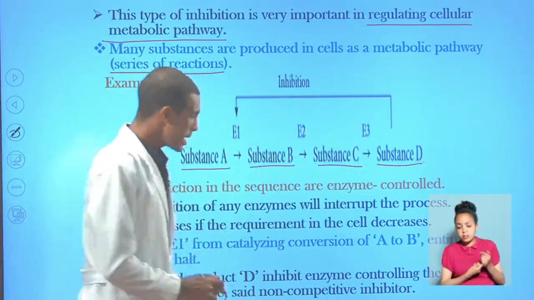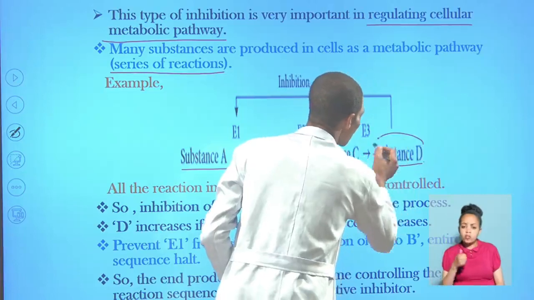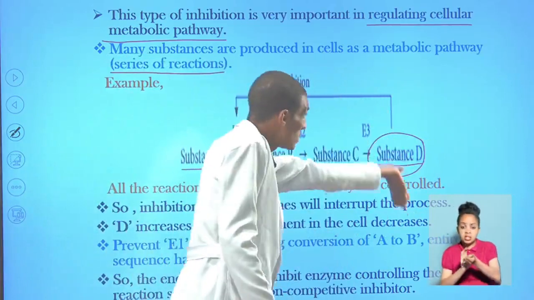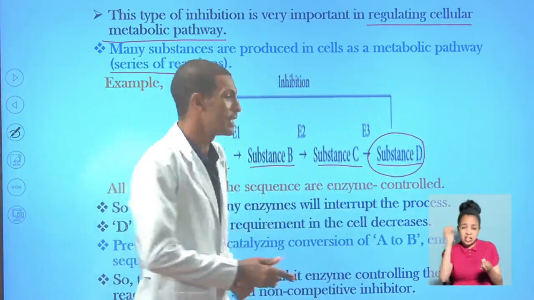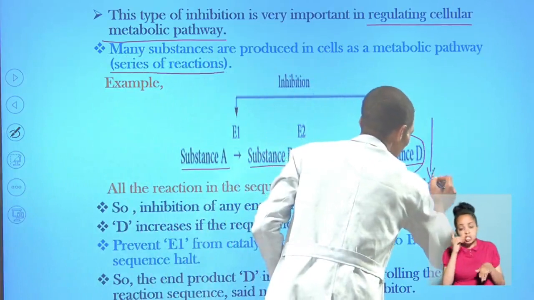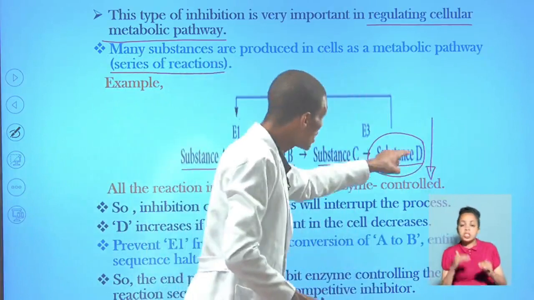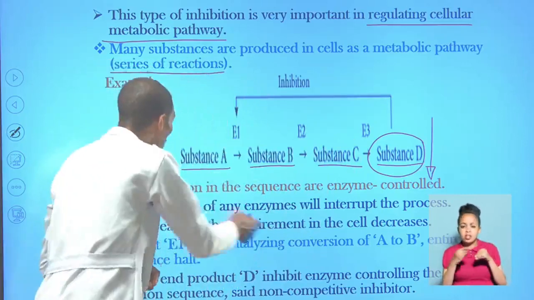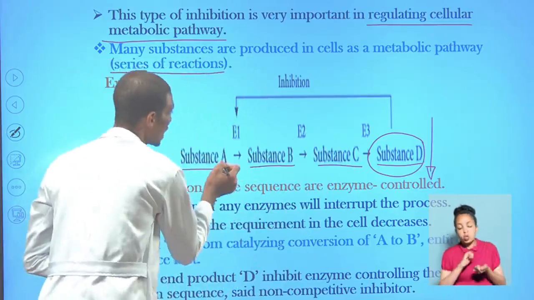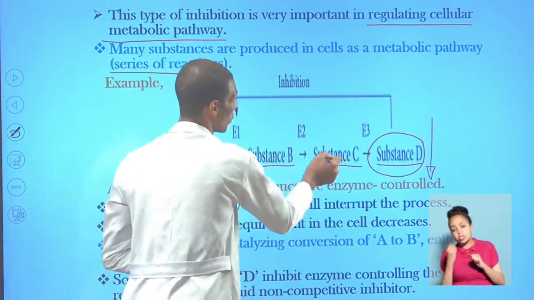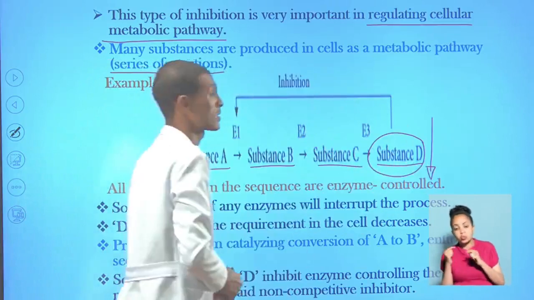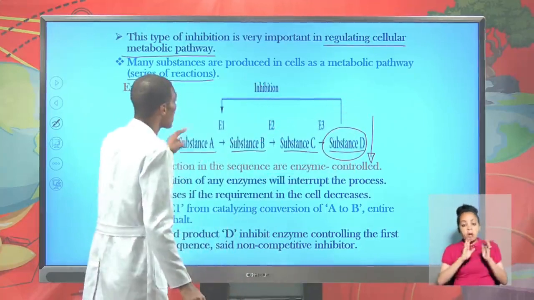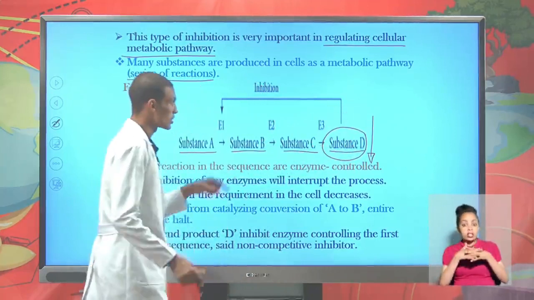Let us show them. If the requirement of substance D in the cell increases, if the demand for product D by the cell highly increases, the concentration of D is going to decrease. The concentration of D in the cell becomes highly reduced. This indicates that it is going to activate, or turn on, enzyme 1 to convert A to B, enzyme 2 to convert B to C, and enzyme 3 to convert to substance D. Reduction of D in the cell allows enzyme 1 to process the reaction. This is the on system.